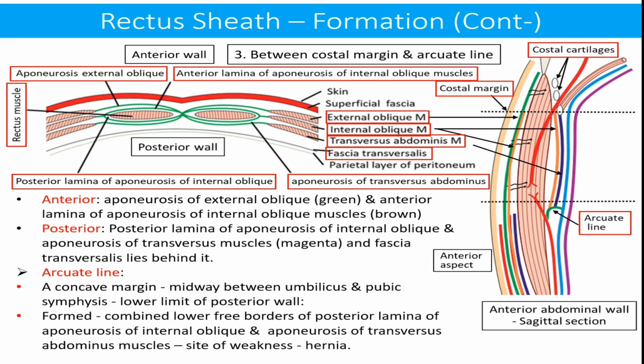Now the arcuate line, it is a concave margin that lies midway between umbilicus and pubic symphysis and defines the lower limit of posterior wall of the rectus sheath. It is formed by combination of lower free borders of posterior lamina of aponeurosis of internal oblique and aponeurosis of transversus abdominis muscle. This is a site of weakness where herniation of the abdominal contents may occur.